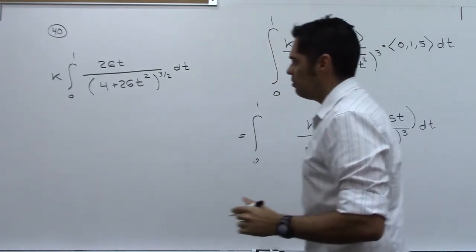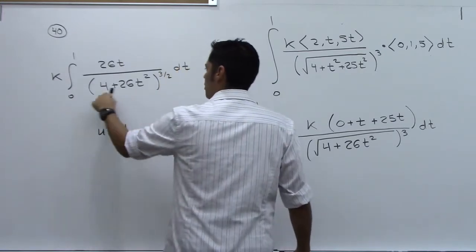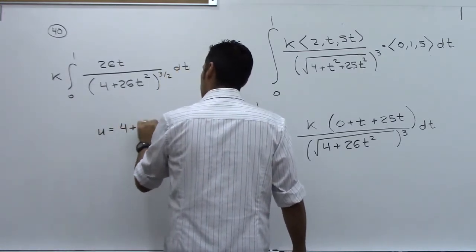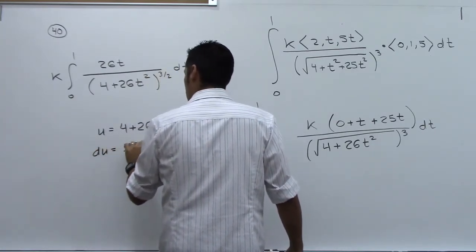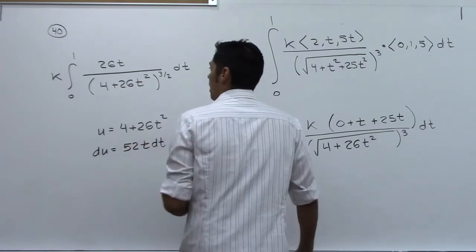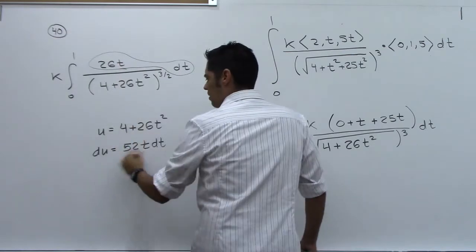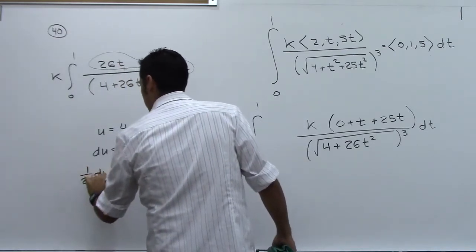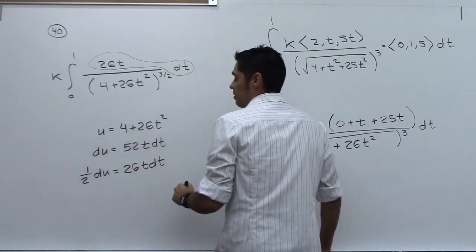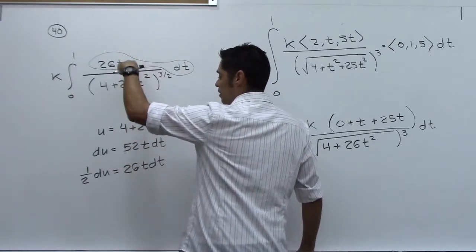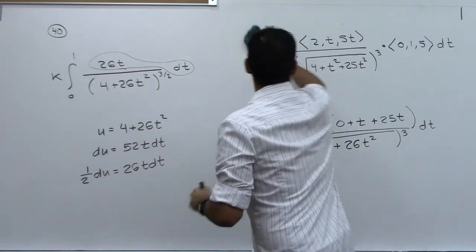And I'm going to make a basic u substitution here. I'm going to let u be equal to the entire expression in here, 4 plus 26t squared. The derivative of that will be 52t dt. And you can see here I have 26t dt up here. So I'm going to divide both sides by 2. So 1/2 du is equal to 26t dt. And so I can replace this part with 1/2 du, and I can replace this with u to the 3/2. So I'll get something like this.